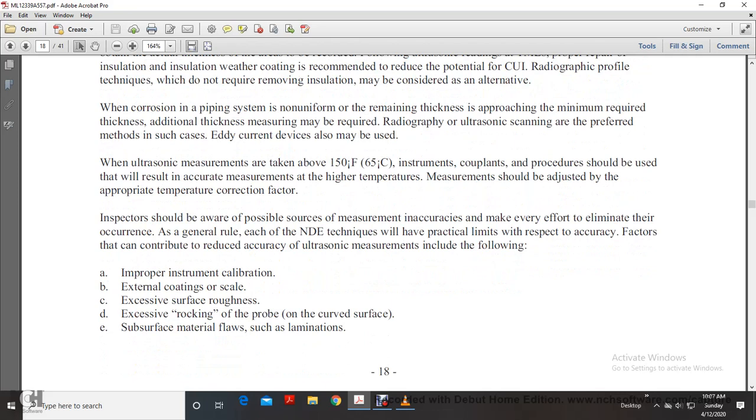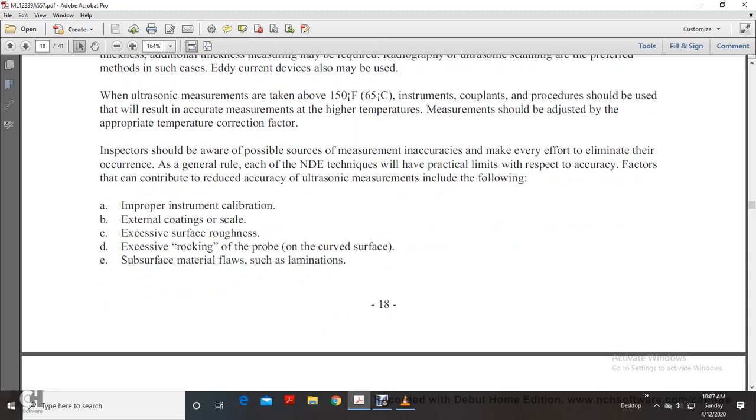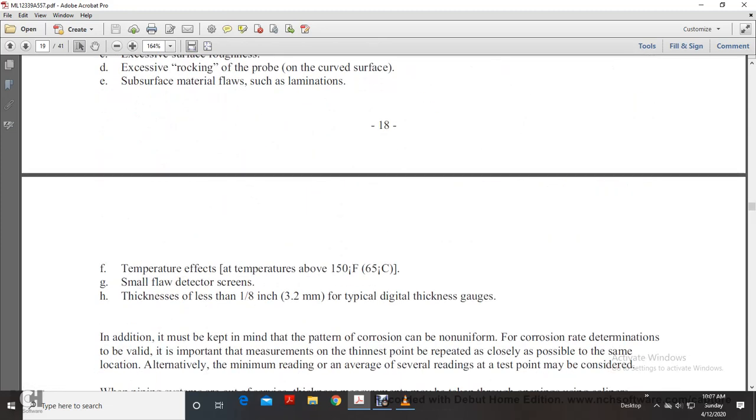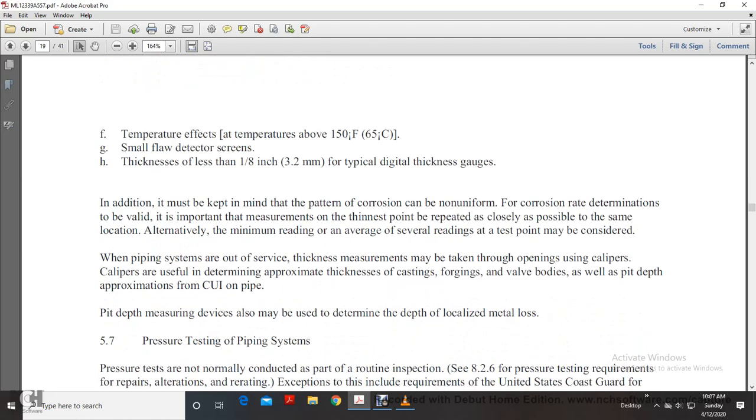The inspector should be aware of the possible sources of measurement inaccuracy and make every effort to eliminate their occurrence. As a general rule, non-destructive examination techniques have a practical limit with respect to accuracy. Factors that contribute to reduced accuracy of ultrasonic measurement include the following: improper instrument calibration, external coating or scale, excessive surface roughness, excessive rocking of the probe on a curved surface, subsurface material flaws such as laminations, temperature effects, temperatures above 150 degrees Fahrenheit, and small flaws, detector screen thickness less than 1/8 of an inch on a typical digital thickness gauge.